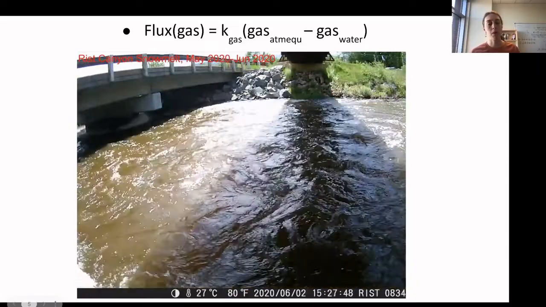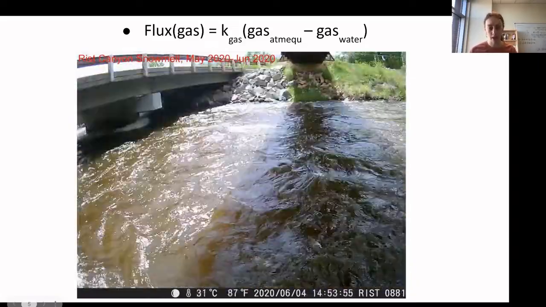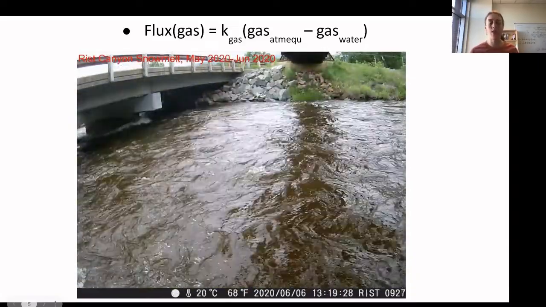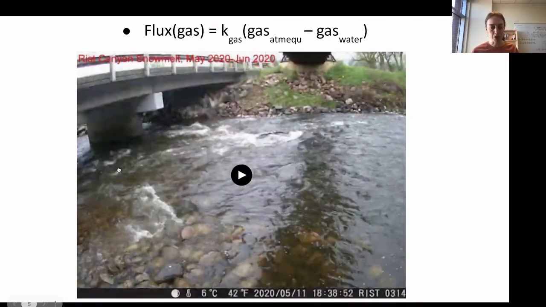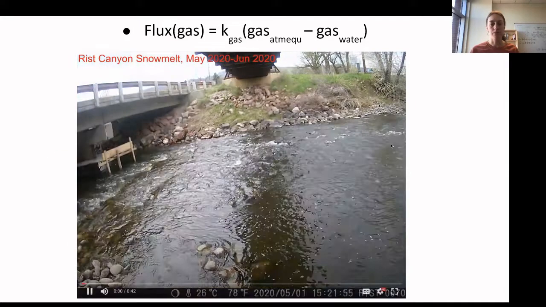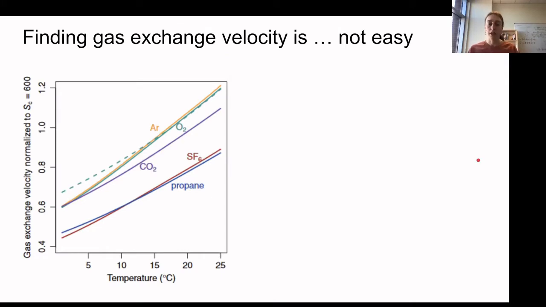So really what we're working with is finding ways to estimate that k in a way that represents this entire stretch of stream, and we have to do it in a way that accounts for some of this variability. So how do we do that? Finding a gas exchange velocity is not easy.